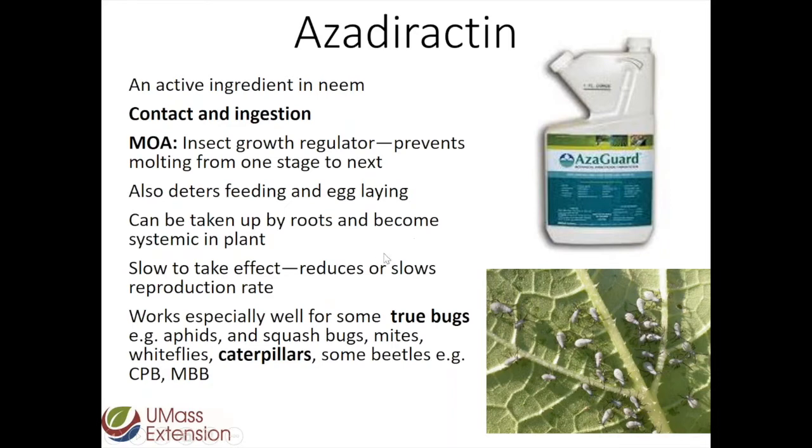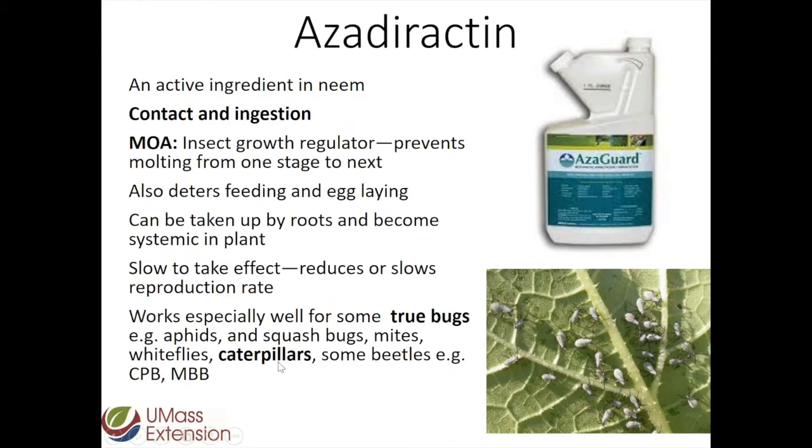But it tends to work pretty well for the true bugs that don't have that kind of big change from egg to larva to adult, but just go through this more continuous immature stage to adult. So we recommend it a lot for things like aphids, squash bugs, especially the nymphs, those immature squash bugs that are pictured here, and caterpillars.